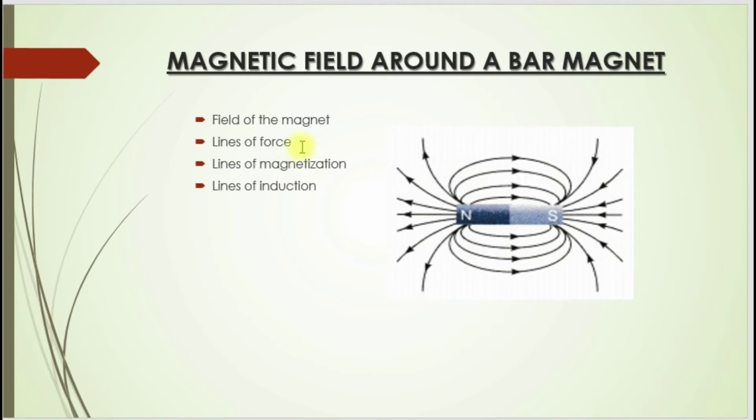So, here you will be knowing that magnetic field of the magnet means influence of the magnet. Then lines of force means the influence of the magnet is invisible to us and is represented by certain lines, and those lines are known as lines of force. And when it is extended to magnet also, then it is known as lines of magnetization, and these lines of force and lines of magnetization form closed lines, and these lines are known as lines of induction.